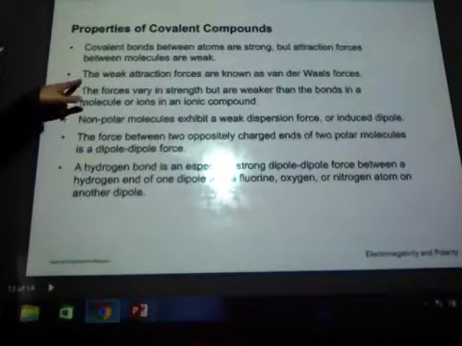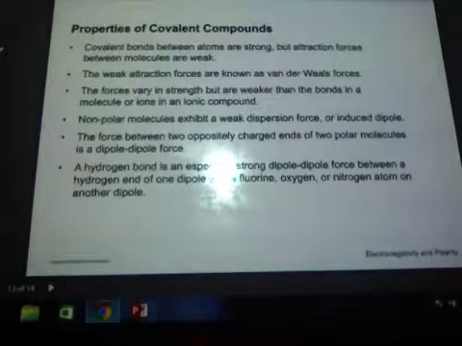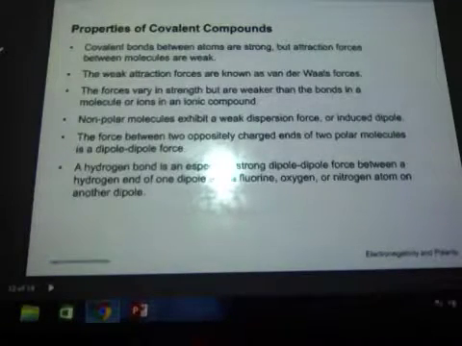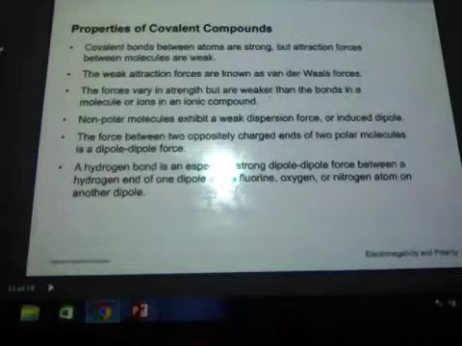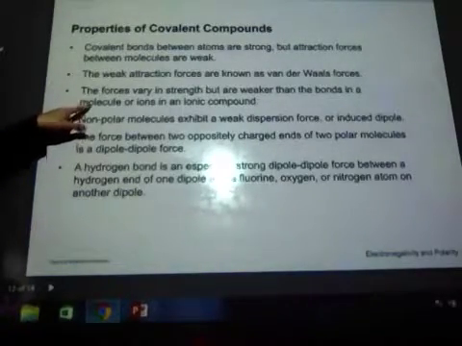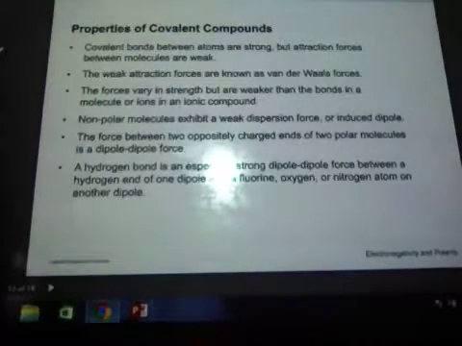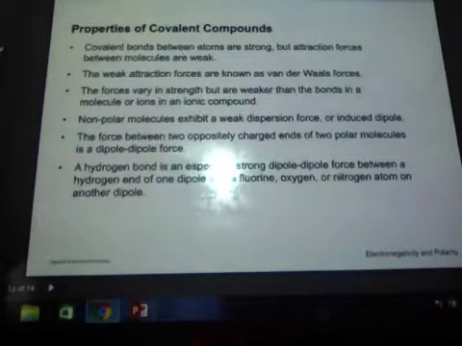The weak attraction actually has a name, and it's called van der Waals forces. So that is the name of the attraction that holds the atoms together. It's not an ionic bond anymore, it's van der Waals forces. The forces are going to vary in strength, but they're weaker in a molecule than they are in an ionic compound. And I've kind of been guiding you towards that already, telling you how strong ionic compounds are.